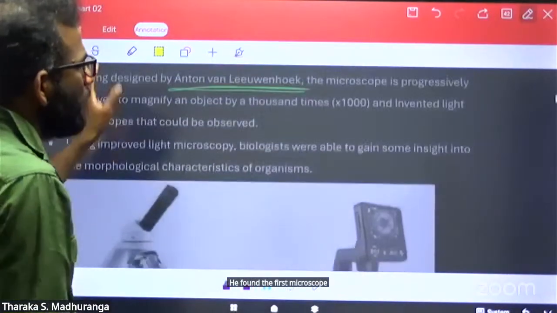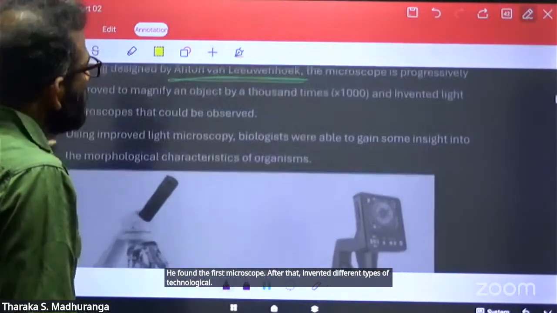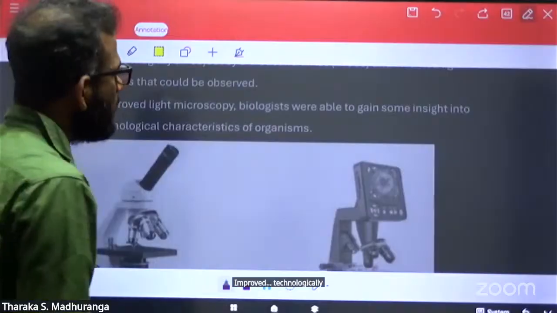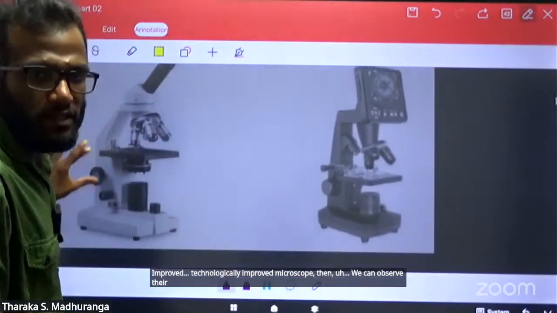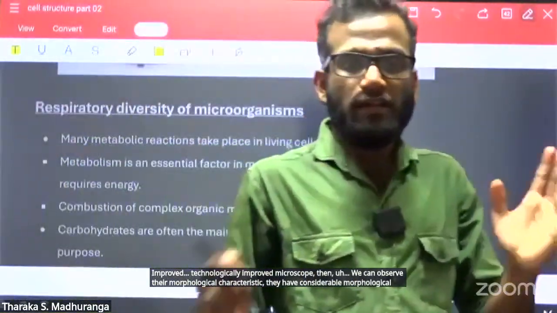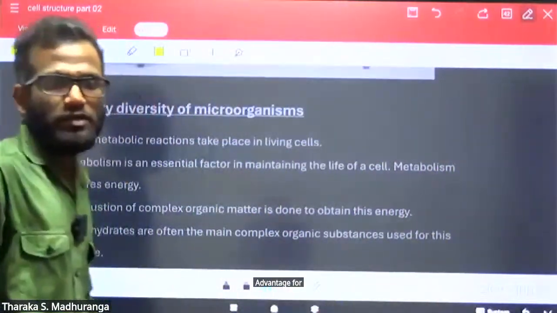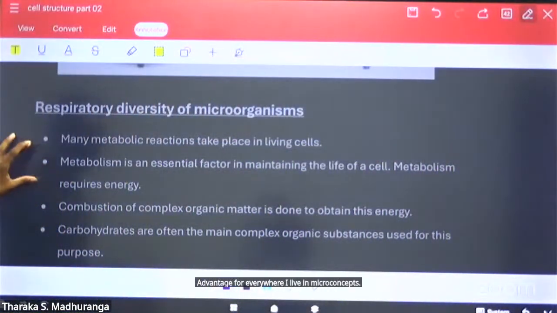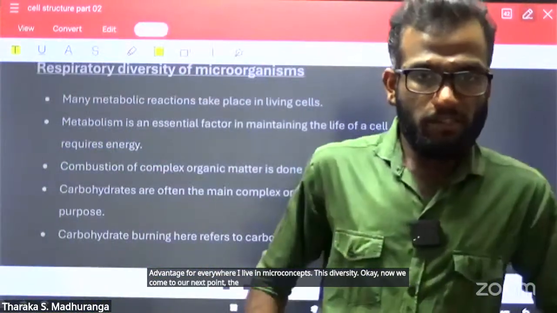After that, different types of technologically improved microscopes were invented. Then we can observe their morphological characteristics. They have considerable morphological diversity. That's an advantage for microorganisms living everywhere. Okay, now we come to our next point, the respiratory diversity.